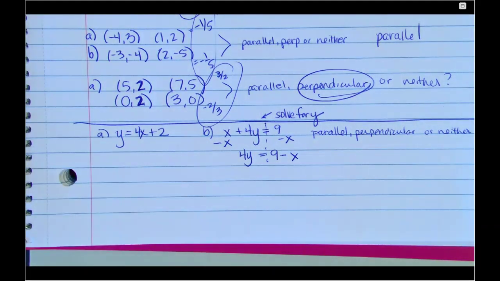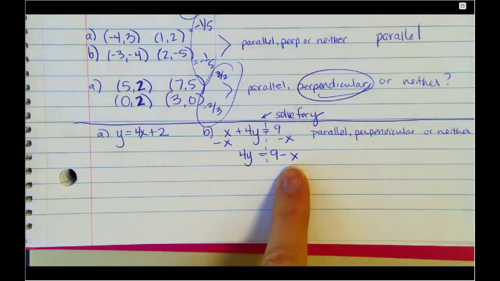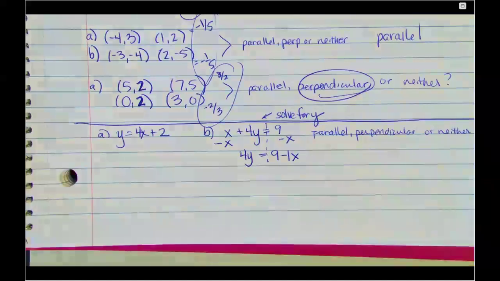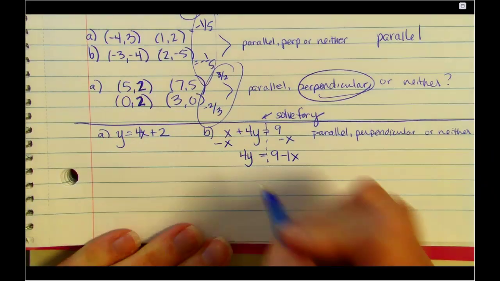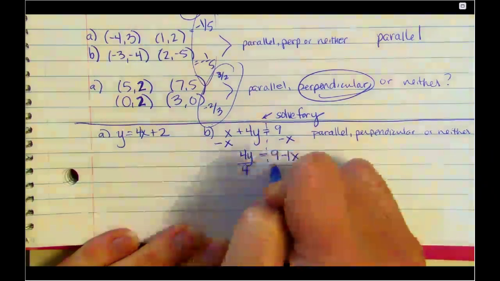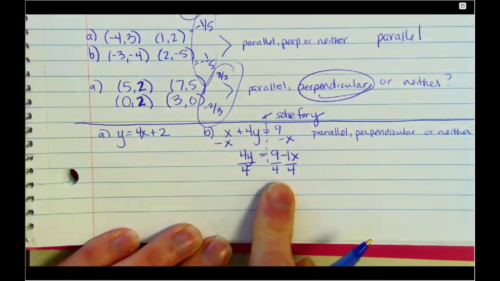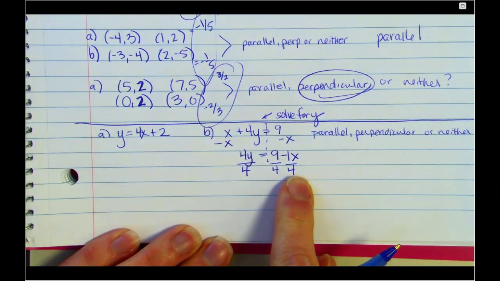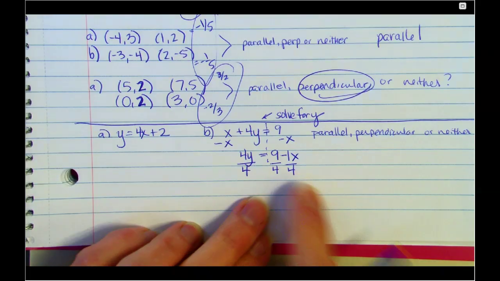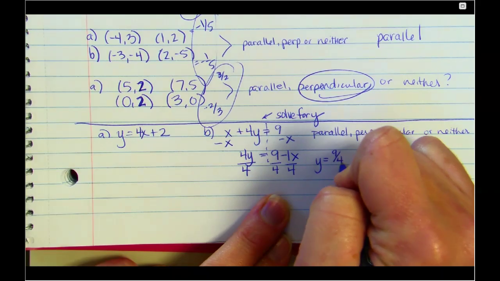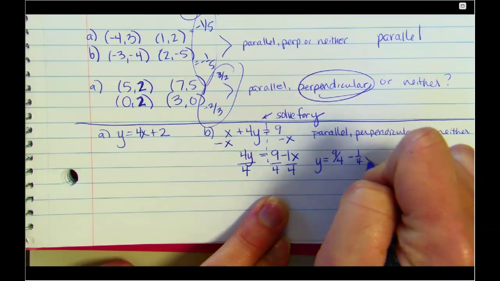Now pause a second. How many x's is that? Let's put the 1 there, it's going to help us out. Now I'm trying to get y by itself. What's my next step? Divide by 4. I taught my students to divide those separately because you want them separate anyway. So y equals 9 over 4 minus 1 over 4x.